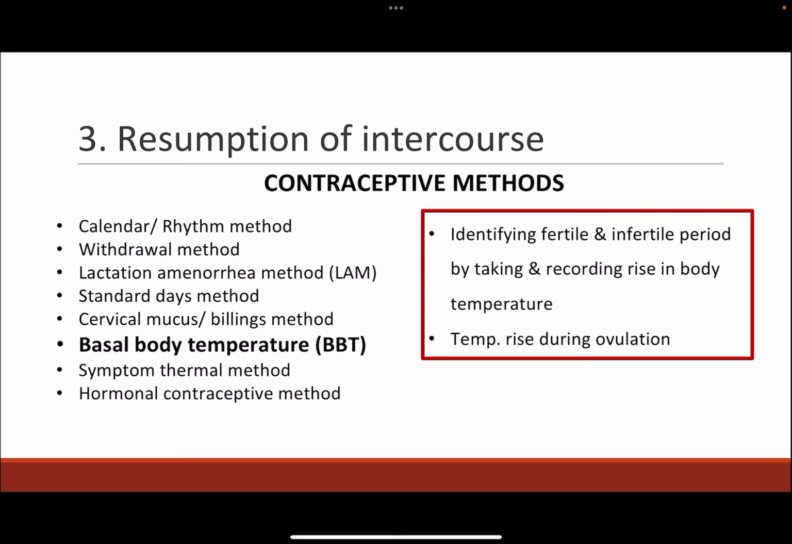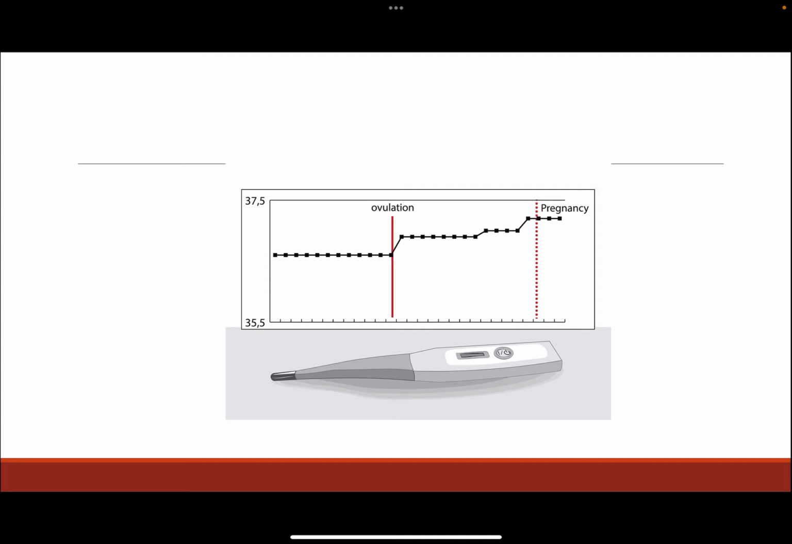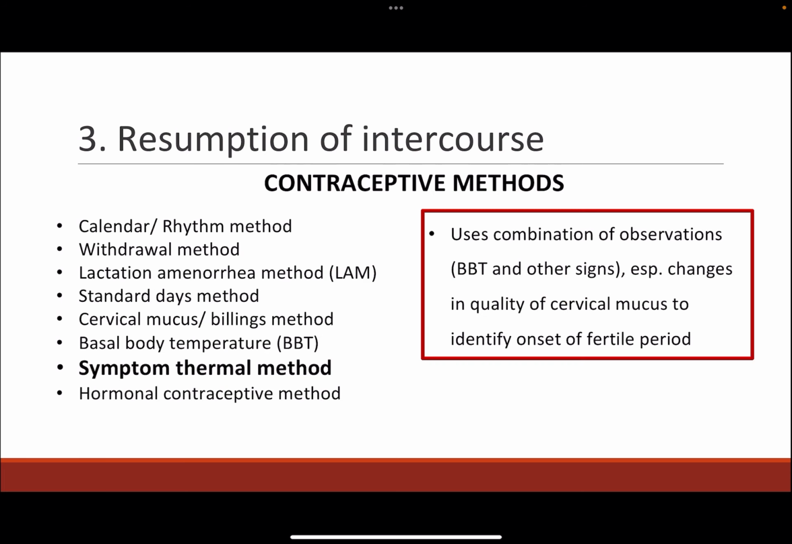Identify the fertile and infertile period by taking and recording the rise in body temperature. If the temperature rises during ovulation, you may monitor your basal body temperature for 1 month, 3 months, to 6 months. So if ovulation is up, your temperature is high. If your temperature is high, you are most likely experiencing ovulation.